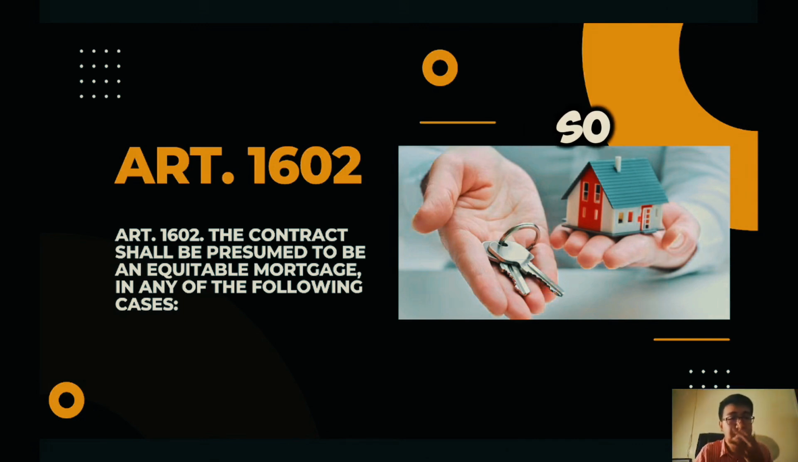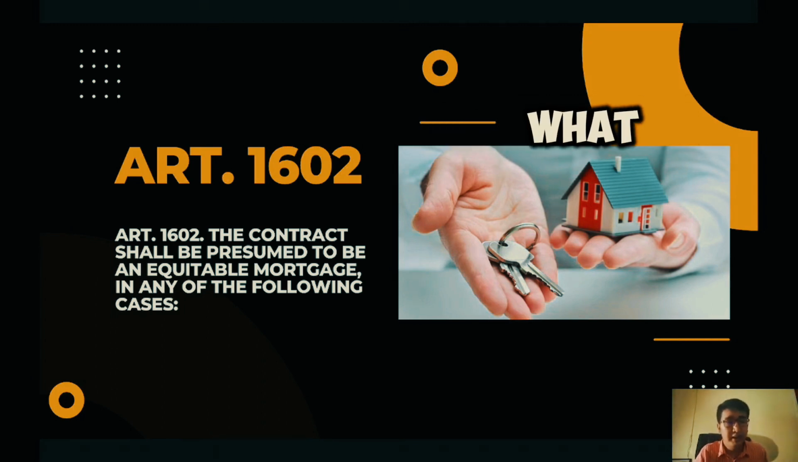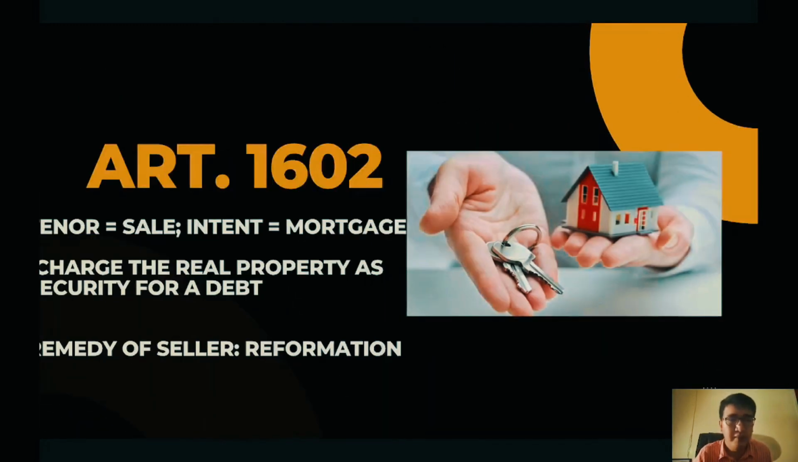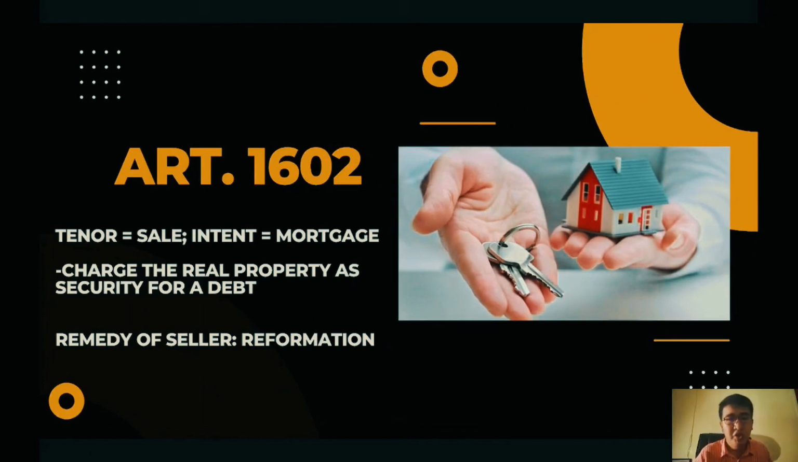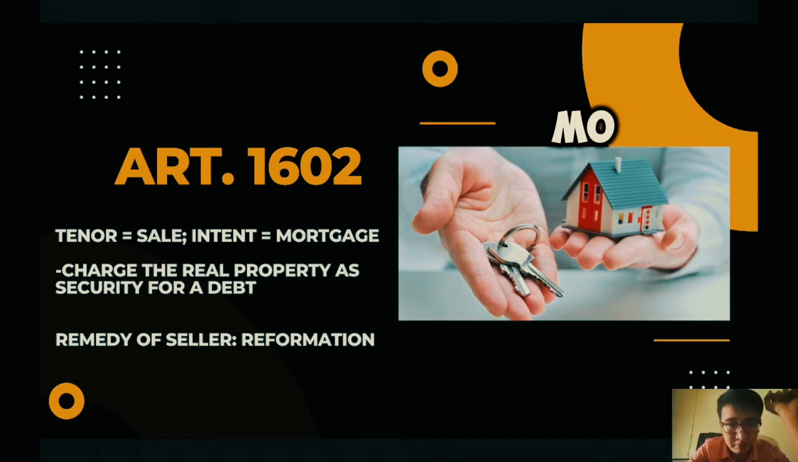Okay? So, in these instances, yung contract daw is magiging equitable mortgage. What is an equitable mortgage? Equitable mortgage looks like a sale, a contract of sale. So, pag titignan mo siya, wala doon nakalagay na mortgage, wala nakalagay doon equitable mortgage. Ang makikita mo doon, contract of sale. Okay? But, the intention of the parties is really a mortgage.